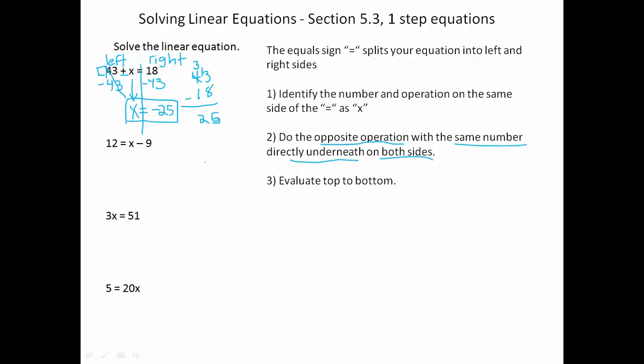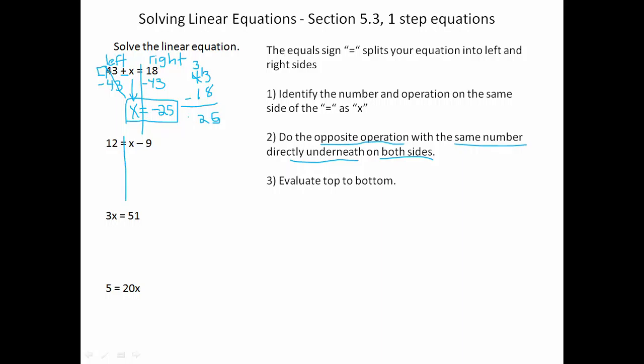All right, let's take a look at the next one here and see if we can do the same thing. I have 12 equals x minus 9. Now, things switched around and got rearranged a bit for this one, and that's okay. I can still follow through the same step-by-step process. I'm going to look at the side with x and identify the number and operation on that same side. Well, let's split this down the middle where the equal sign is.